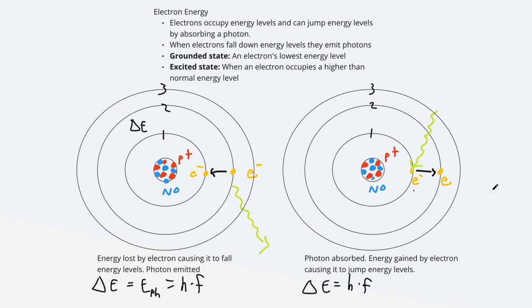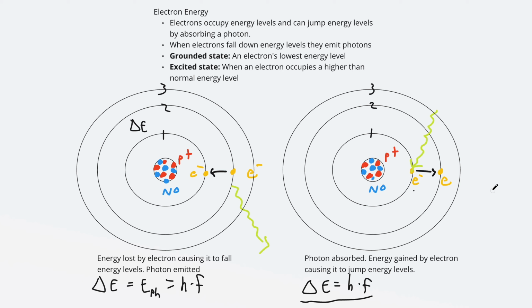And on the right side, we have basically the opposite happening, where a photon is being absorbed by an electron, and the electron is gaining energy. Notice how that electron is going from level 1 to level 2. So once again, delta E, the difference between 1 and 2, is equal to hf of the photon that got absorbed.